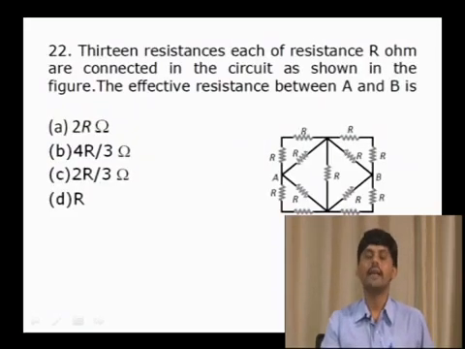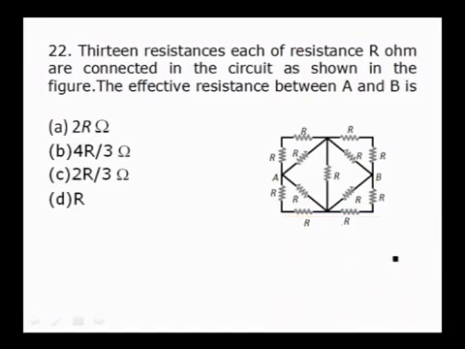Question number 22. 13 resistors, each of resistance R ohm, are connected in the circuit as shown in the figure. The effective resistance between A and B is: option A, 2R ohm; option B, 4R by 3 ohm; option C, 2R by 3 ohm; and D, R ohm. When we observe this figure, it is very complicated, but once we know how to solve it, it becomes very easy.